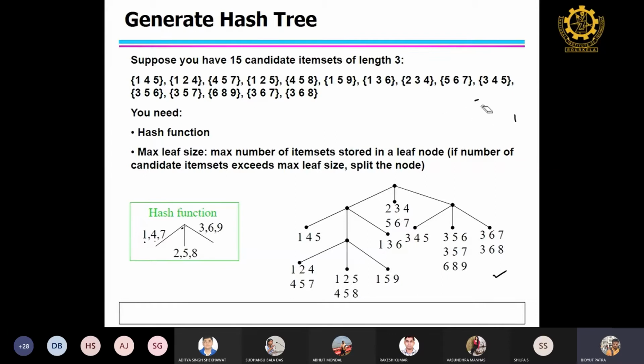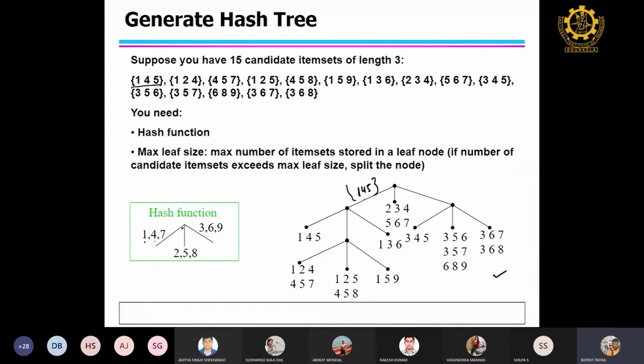Now, based on this principle, we hash the entire transaction set using the hash structure. How do we do it? First is 145. It should come on the left side because it starts with 1. 145 is a transaction, it starts with 1, so it should appear on the left side, somewhere here. Finally, all item sets will appear in leaf nodes. When the leaf node size exceeds the maximum number of item sets, we have to split that node so that the leaf node becomes an internal node.